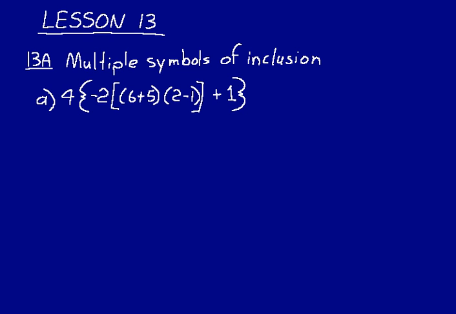So in part A, it's about multiple symbols of inclusion, and I kind of introduced this a little bit in lesson 12. What you always do with this is you work the innermost set of parentheses first. You work those operations, and then you just start working outward and outward and outward. Let's go ahead and start with the practice problem.